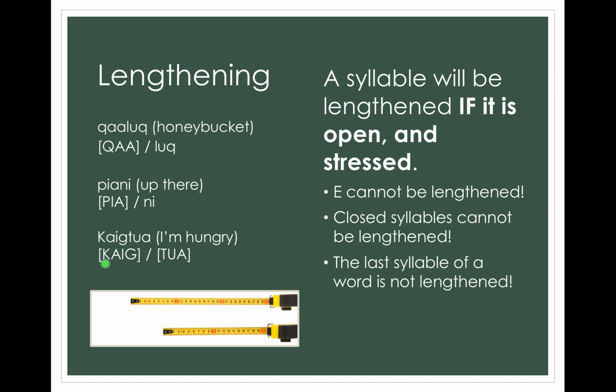The last example here is kechtwa, meaning I'm hungry. Kechtwa. Kech is a monosyllabic foot. Dwa is a monosyllabic foot. Kech is a closed syllable. So it cannot be lengthened. So let's look at dwa. Dwa is a monosyllabic foot, meaning it's stressed. It's also an open foot, but it's the last syllable of a word, so it can't be lengthened.